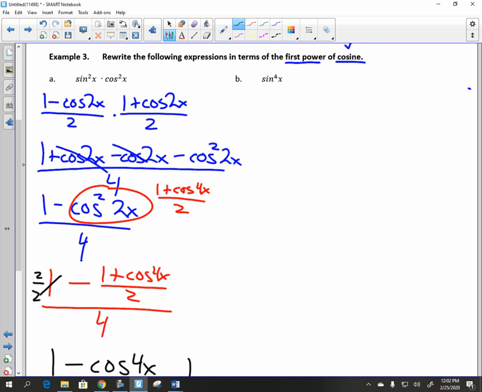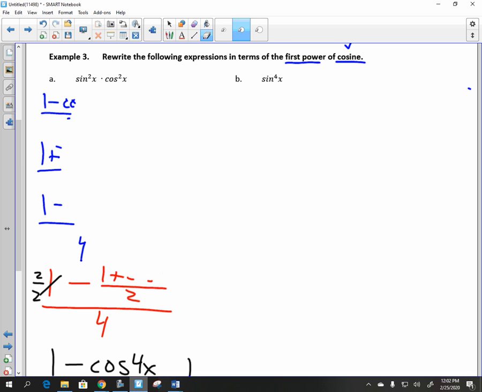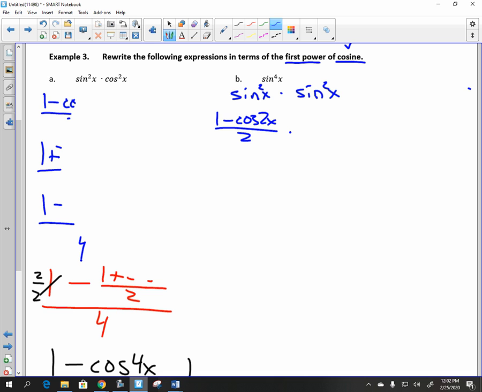Okay, last one. We're going to run right up to the bell, okay? See if we can get it. Sine to the fourth. What should I write it as? Good. Sine squared times sine squared. What do I put in the place of sine squared? 1 minus cosine of 2x over 2. 1 minus cosine of 2x over 2.